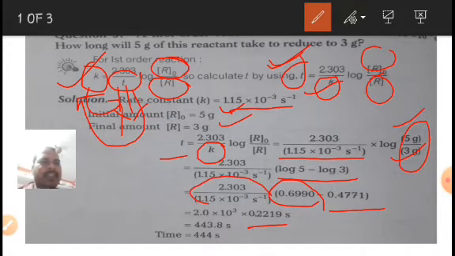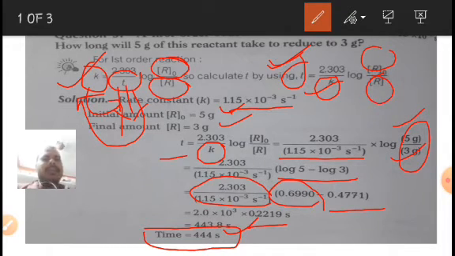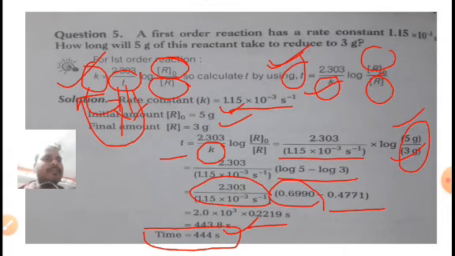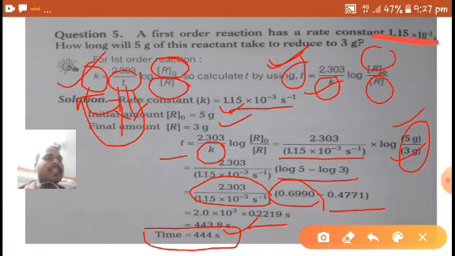So from this we get 2.0 into 10 to the power of 3. Finally we get time 344 seconds. Why is it seconds? Why should it not be minutes or hours? Because the data itself has given second inverse in the rate constant, the unit is second inverse. That's why the time we get is in seconds only.